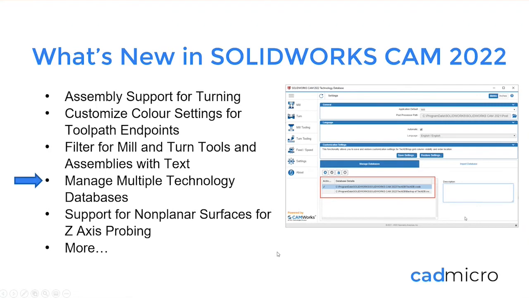This is one of my favorite features in the new 2022 version, and that's the ability to manage multiple technology databases. So previously we could only have one, and then there's a metric and imperial inside of each of those.